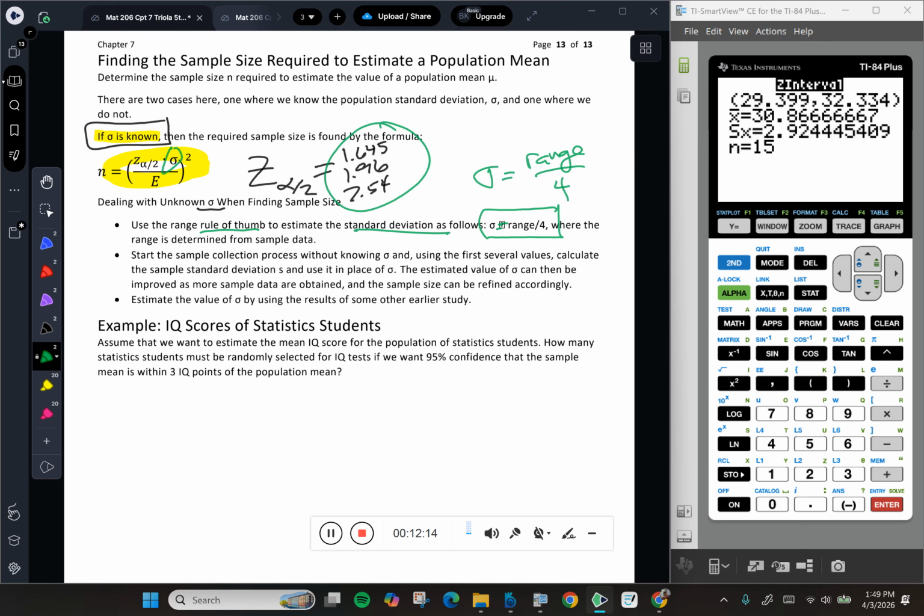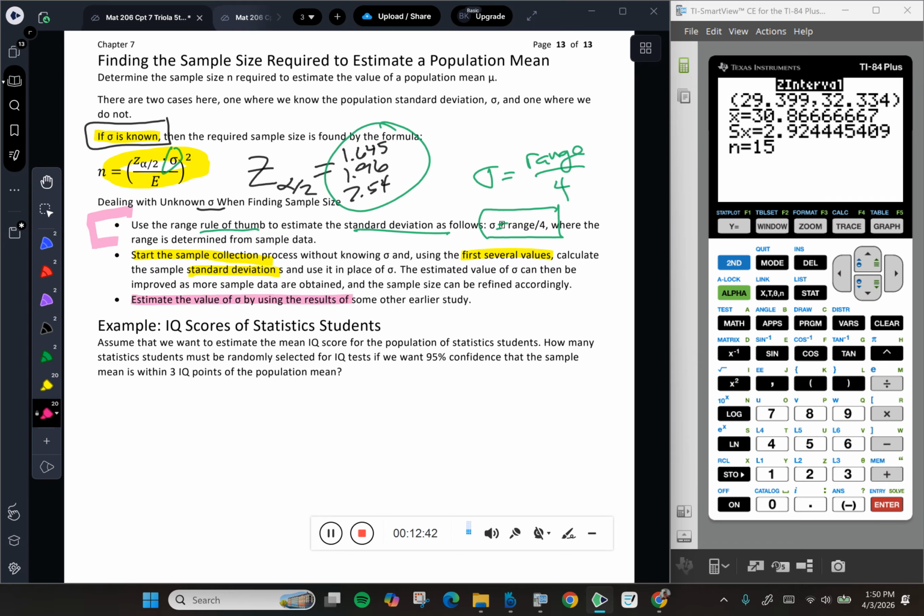Another way you could do it is you could just start sampling and get the first few values, calculate a sample standard deviation off of those, and plug it into the formula and see what you get. Or maybe you could find some earlier data that could give you a reasonable estimate for it. Most likely you would do something like this, right? You'd say, what's the range of this data?